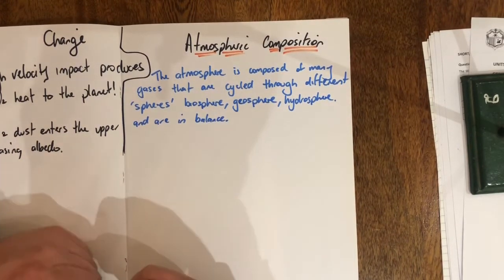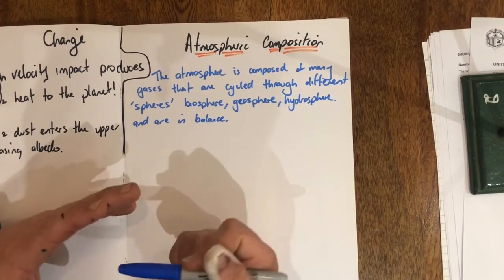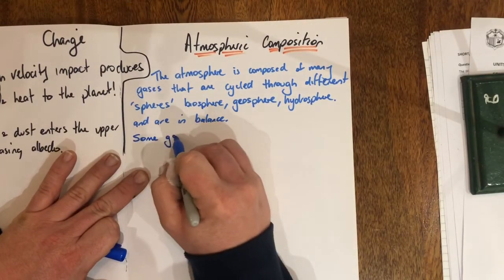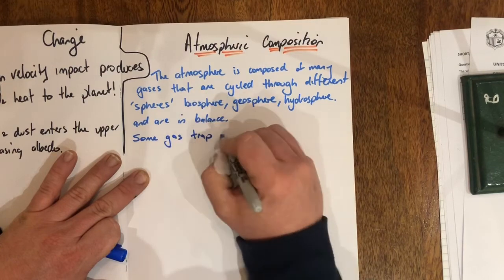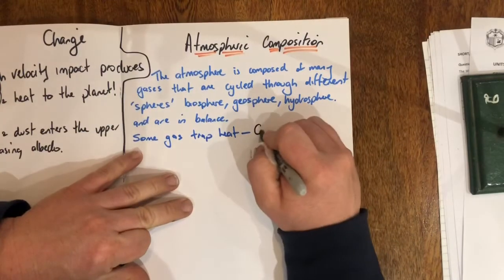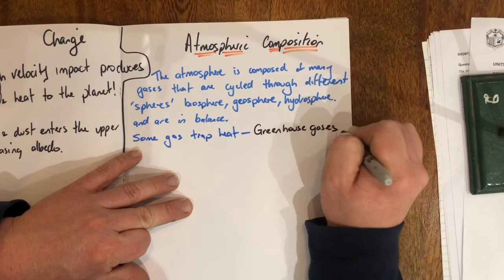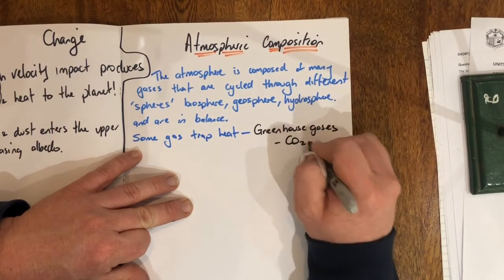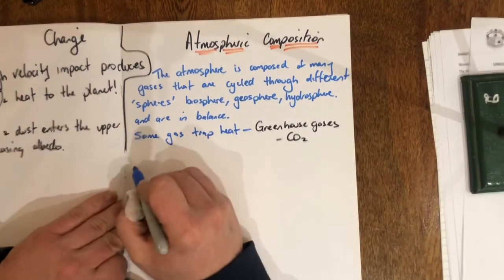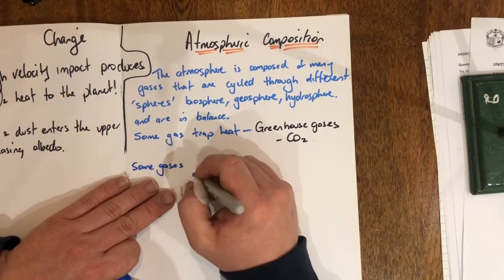However, if we change the composition, then it's going to have some different impacts on the atmosphere itself. Some gases can cause the Earth to trap heat. Some gases can cause the Earth to cool down. Some gases trap heat. And there we're going to think about greenhouse gases. Okay, think about carbon dioxide. We'll talk more about those a bit later on. Some gases cause cooling.